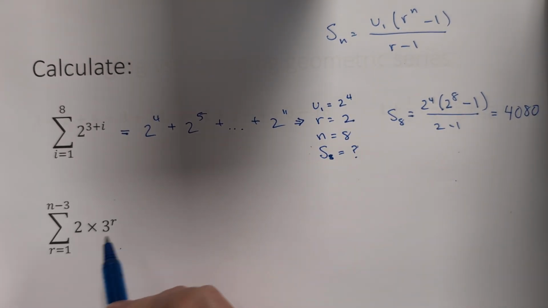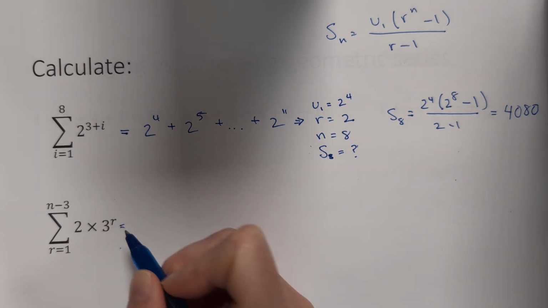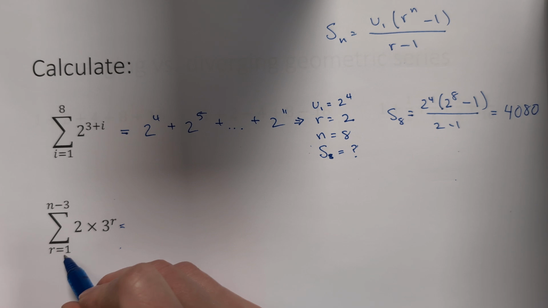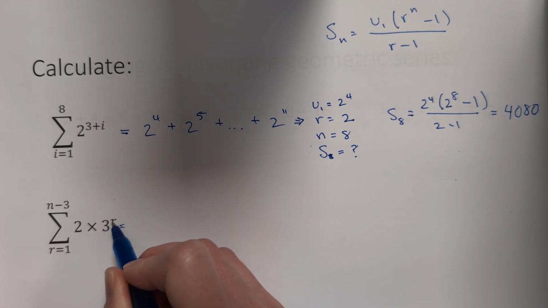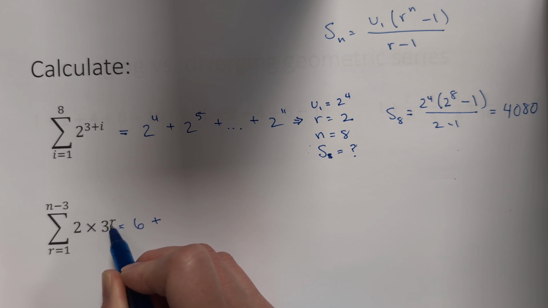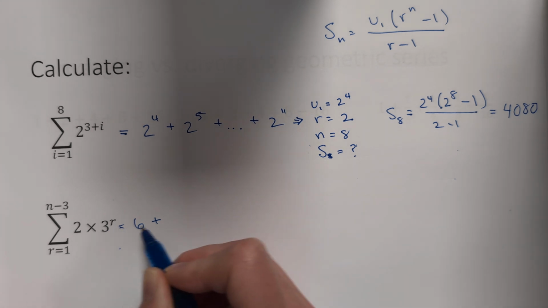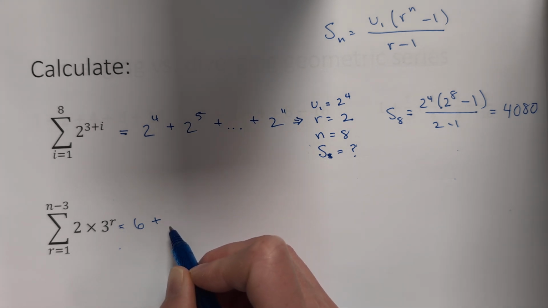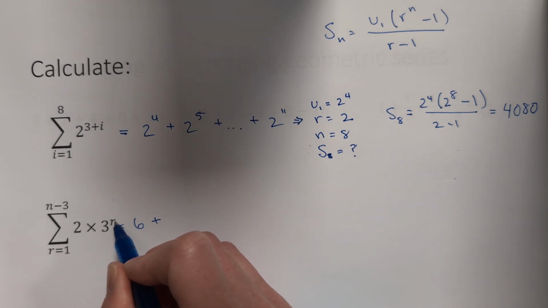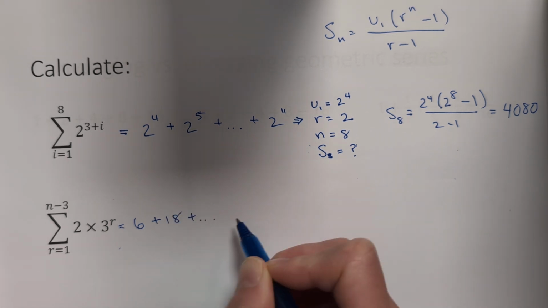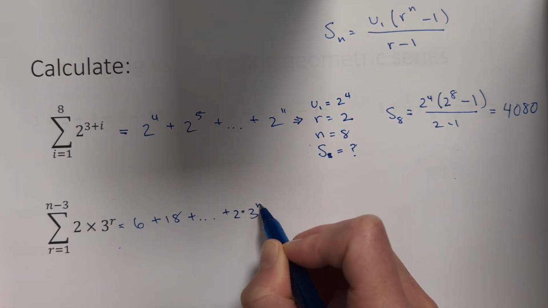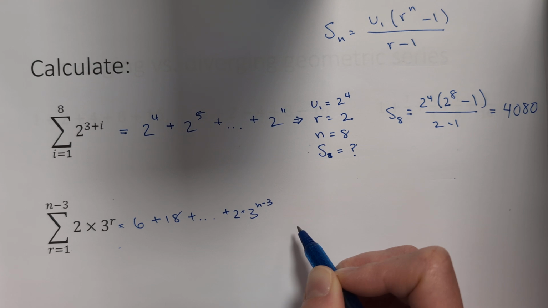4,080. Same thing here. I'm going to use the same method of thinking through. You don't need to if you can identify directly what it's going to be. Starting at r equals 1, 3 to the first times 2 is 6, plus the next one, 3 to the 2 is 9, times 2 is 18. And all we can do for this last one is 2 times 3 to the n minus 3.